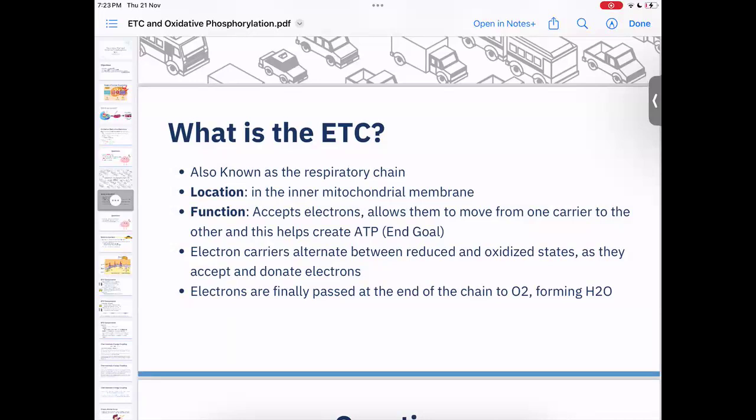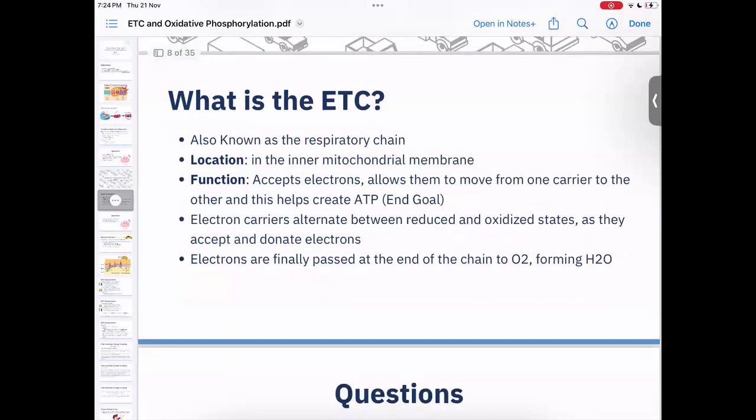And a very important thing to remember is that we have multiple electron carriers, and they basically alternate between reduced and oxidized states. Based on what do we know if they're reduced or oxidized? It's whether they gained an electron, they'd be reduced, or they lost an electron, they'd be oxidized, and so on. And in the end, the electrons are finally passed at the end of the chain to oxygen, and this forms water. Now, these ideas may be a bit distracting for you, and it's like you really don't get things, but just wait for me now.